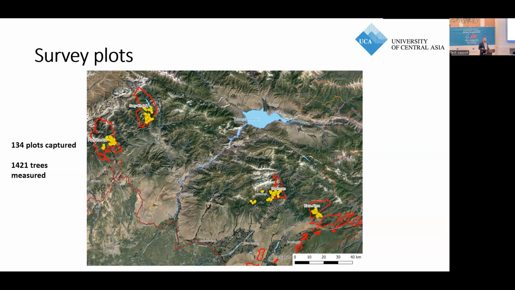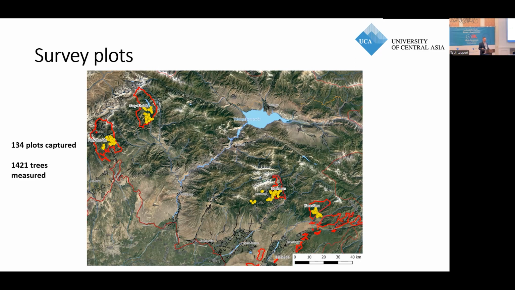So these are our survey plots that we have collected with our drone. In all together, we have done 134 plots. These are all drone plots in all these three study areas. And we have collected the data and produced multispectral remote sensing maps for all these areas. And there are 1,421 trees measured in the forest, basically by our colleague Evgenii, who was talking before. So he is a real expert at measuring trees. Whenever you need a tree measured, please, you have his contact.